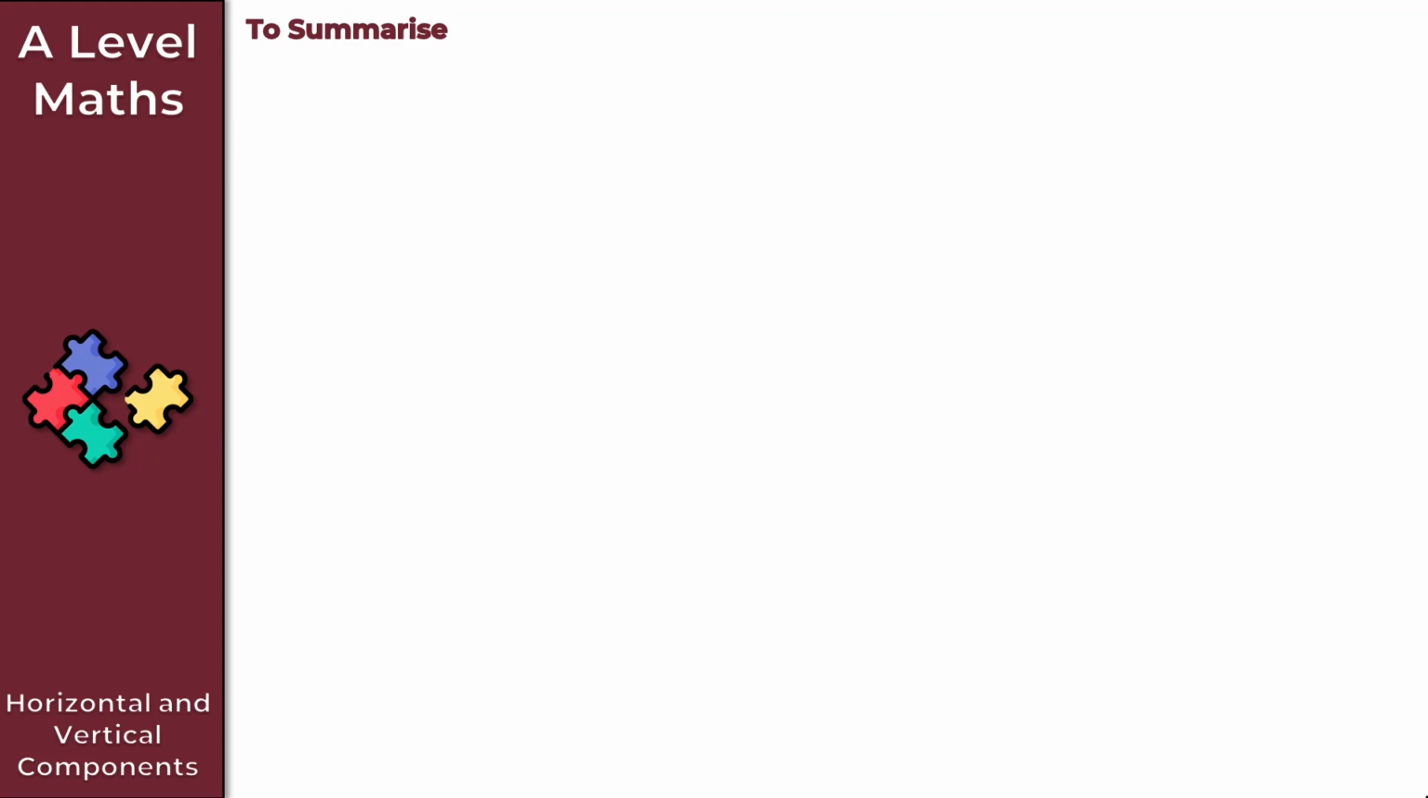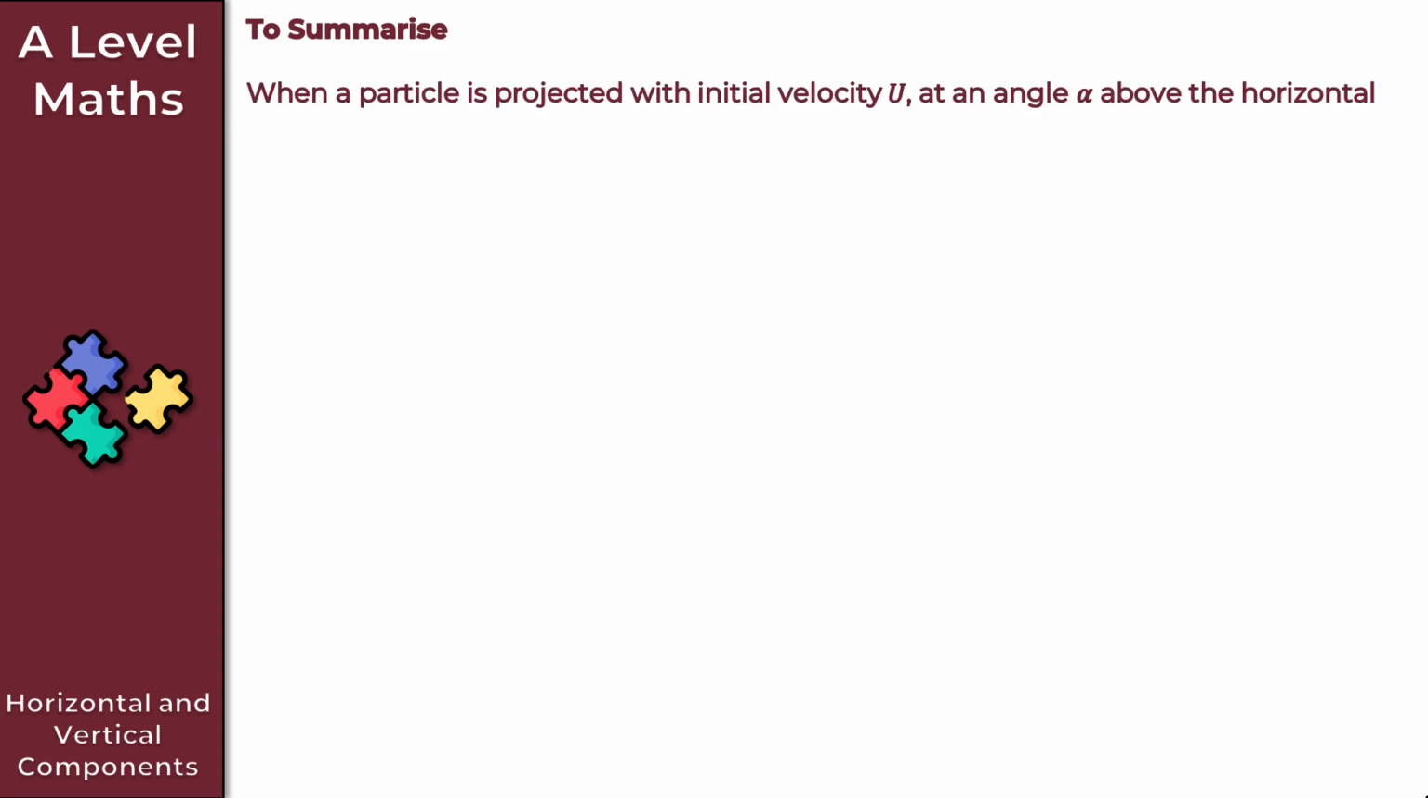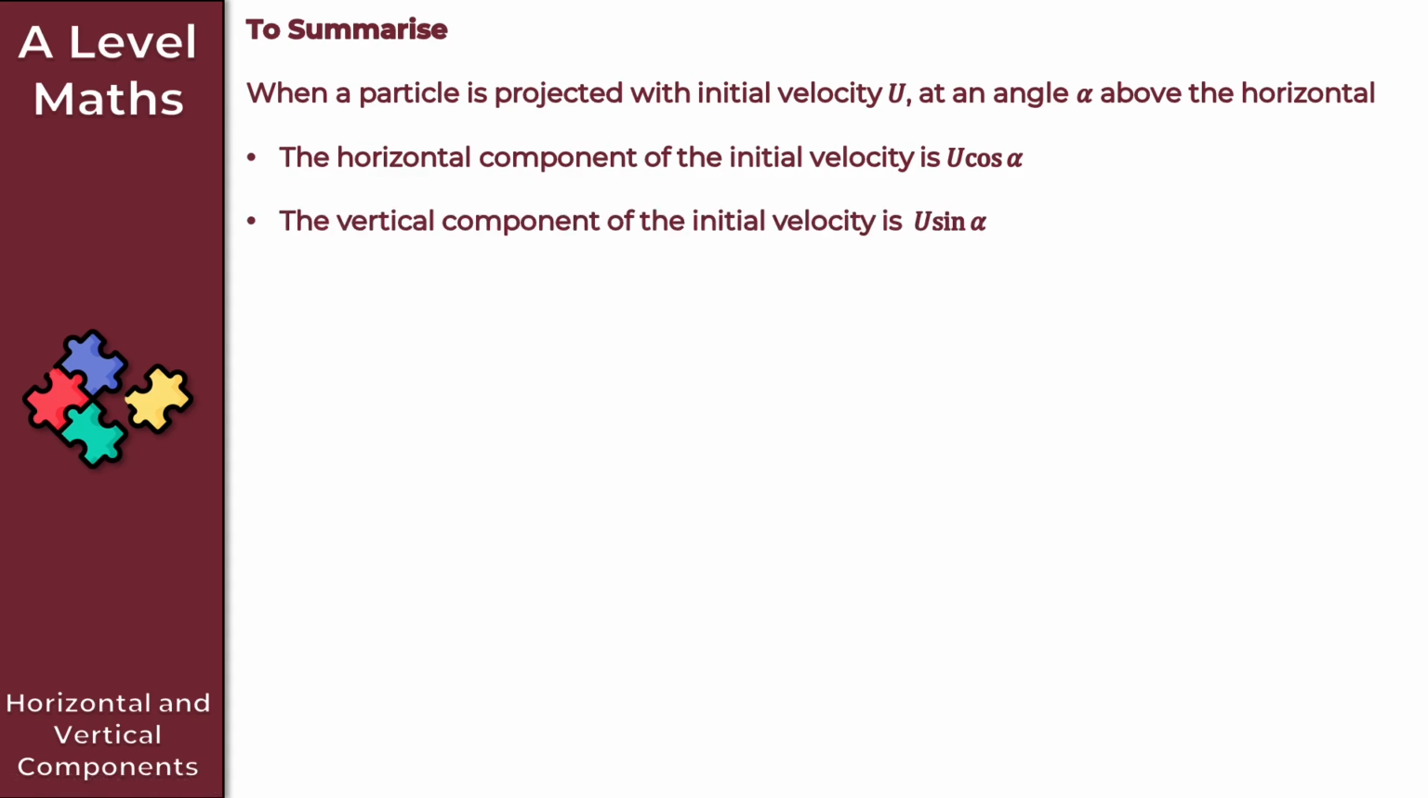So let's just summarize what we found on the previous page. When a particle is projected with initial velocity u at an angle alpha above the horizontal, the horizontal component of the initial velocity is u cos alpha. And the vertical component of the initial velocity is u sine alpha. So these two components, given as u cos alpha and u sine alpha respectively, are really, really important, and we'll use them quite extensively throughout this chapter on projectiles. So do make a note of these before we continue. Like I said, really important.